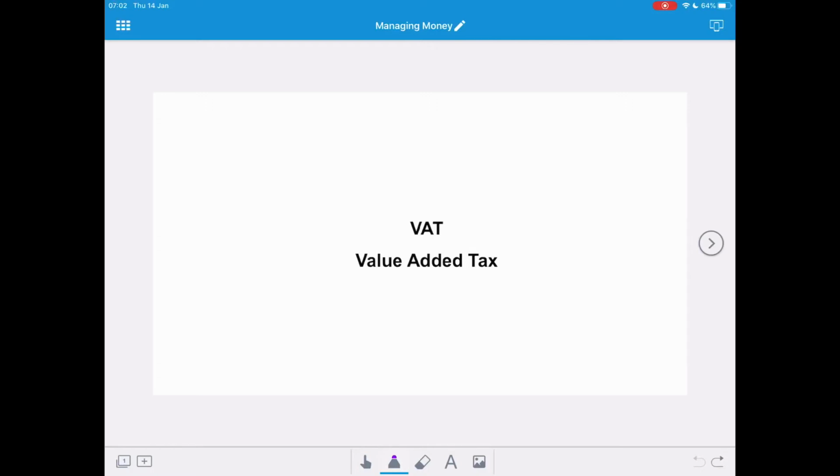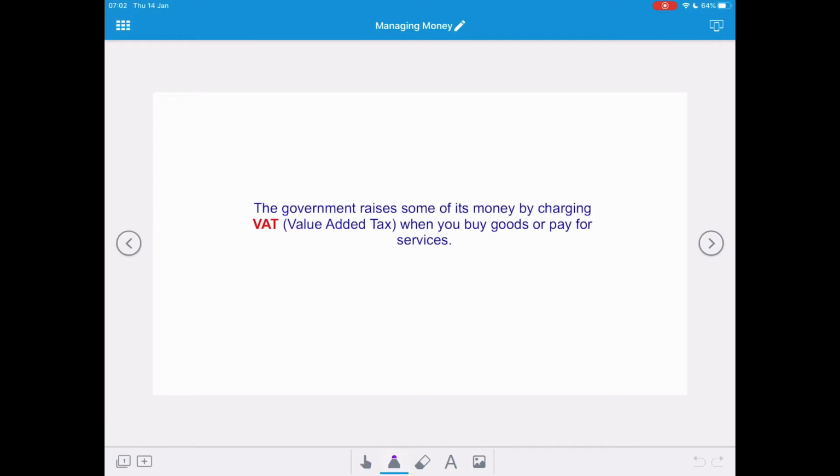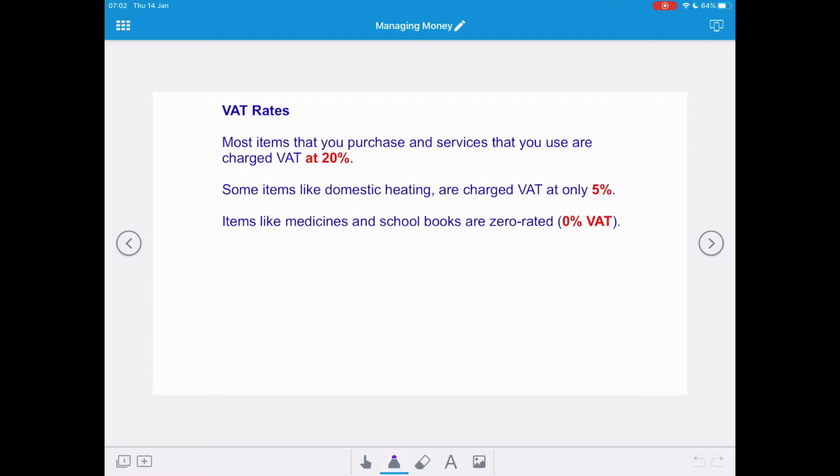In this video, we're going to look at VAT, or value added tax. Now, the government raises some of its money by charging VAT, or value added tax, when you buy goods or services. VAT rates differ. Most items that you purchase and services that you use are charged VAT at 20%. Some items, like domestic heating, are charged VAT at only 5%, and items like medicines and school books are what's called zero rated, and so there's no VAT charge on these items.